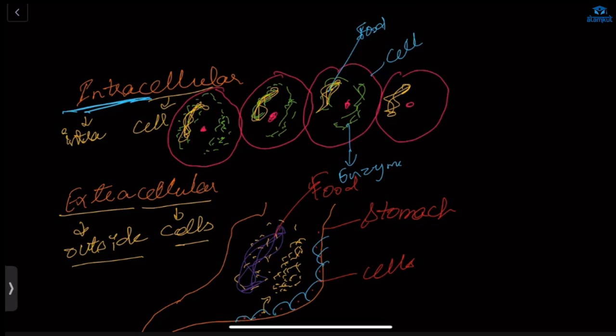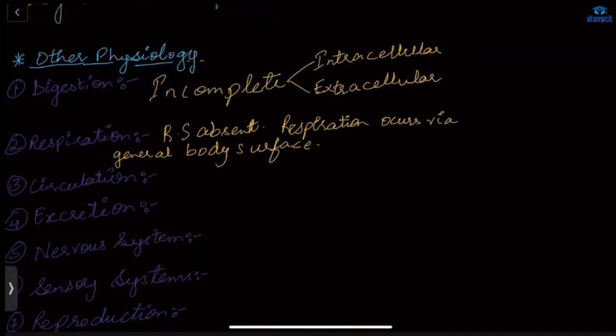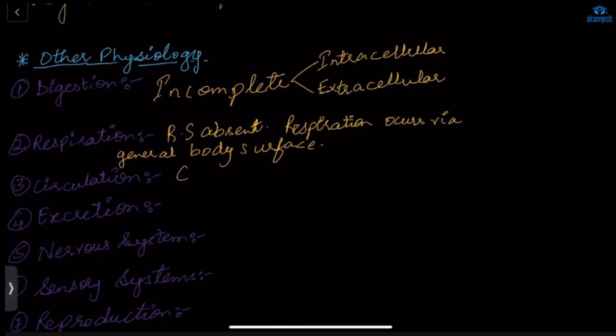Okay, in the phylum Porifera you have seen, in the phylum Coelenterata you have seen, and now in the phylum Ctenophora also intracellular and extracellular digestion is seen. So you have to remember what is intra and what is extracellular. Now circulation, jaise Coelenterata mein circulation absent tha, yahan pe bhi circulatory system will be absent. So circulatory system is absent.